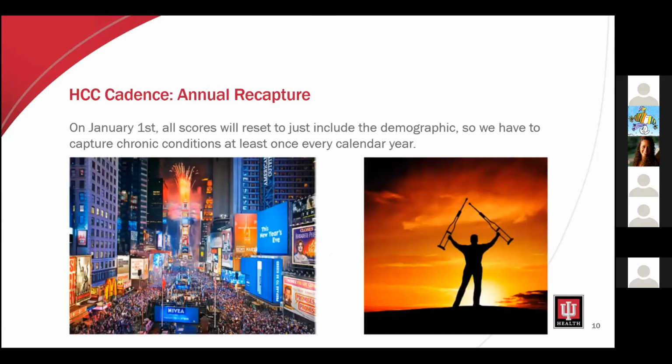So HCC cadence is an annual recapture. We kind of laugh and say, on January 1st, it's the magic healer. All scores reset to just include the demographic. If a patient has had a below the knee amputation, CMS somehow believes that the leg has grown back. So we have to capture these chronic conditions at least once every calendar year to ensure that our patients have the accurate risk score every year.